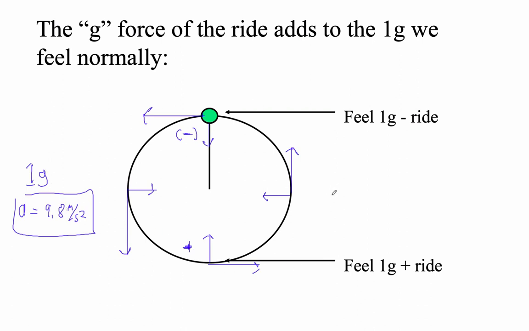Now, as the ride is accelerating like this, at the top, since you're accelerating down, you actually feel Earth's gravity, but you feel a little bit lighter because of the ride, because you're accelerating toward the center. And the center is below you. At the bottom, you feel a little bit heavier by the ride's g-force, because you're accelerating up. Just like when you're on the elevator. When the elevator accelerates down, you feel lighter, right? So you feel lighter. Here you feel heavier.